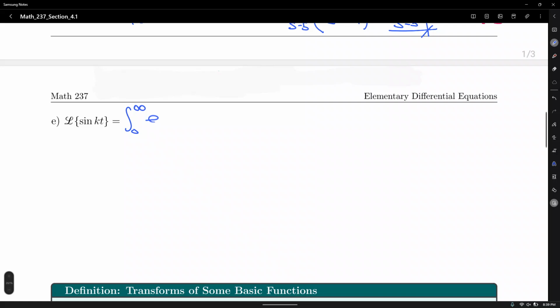Well, let me actually write e to the negative st times the function to be transformed, sine kt dt. All right, this integral would be madness to evaluate using integration by parts.